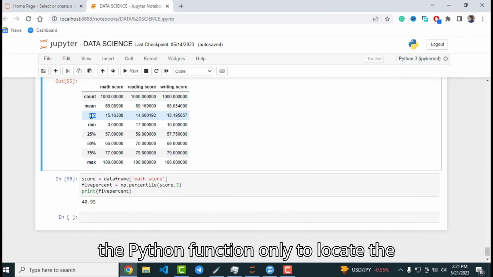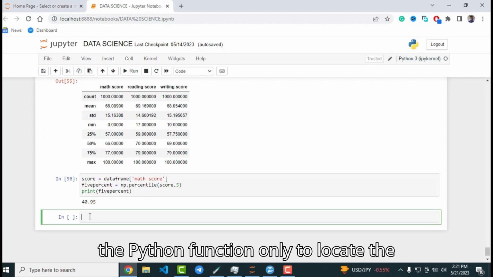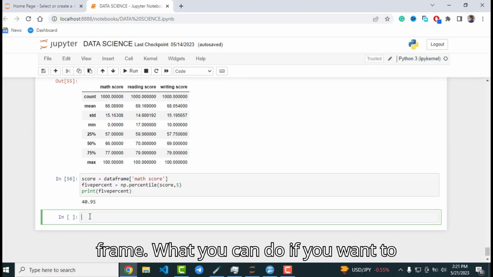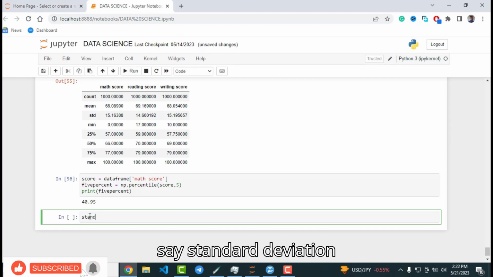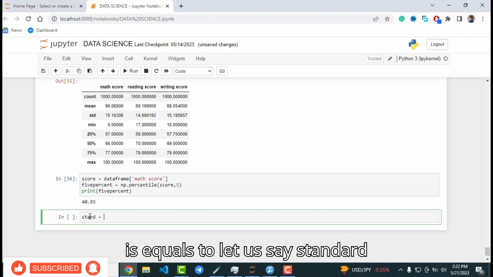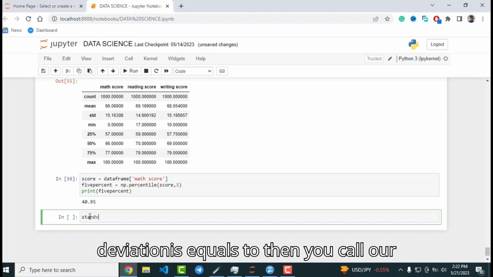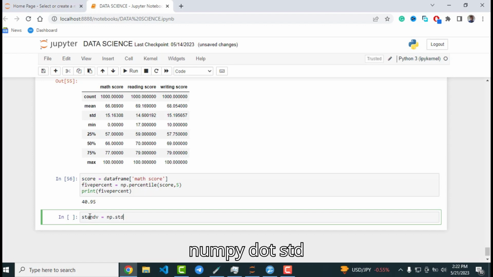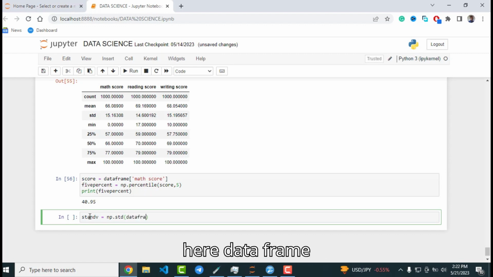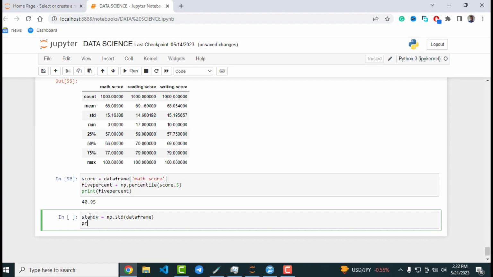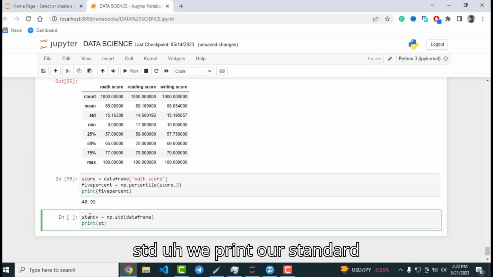If you want to use a Python function to find the standard deviation for the whole data frame, let us say standard deviation is equal to, then you call the numpy dot std function, then we pass our data frame here, then we print std. We print our standard deviation.